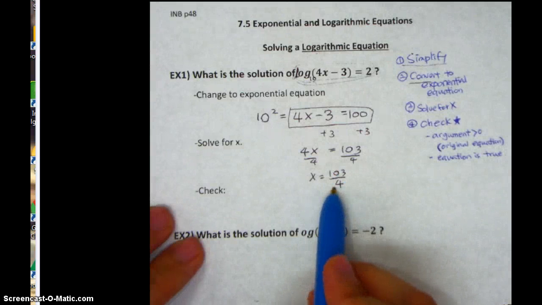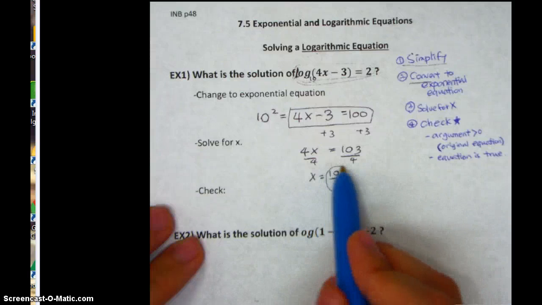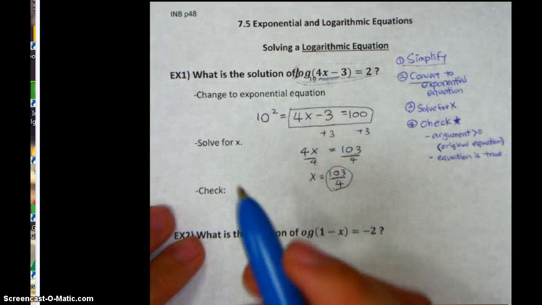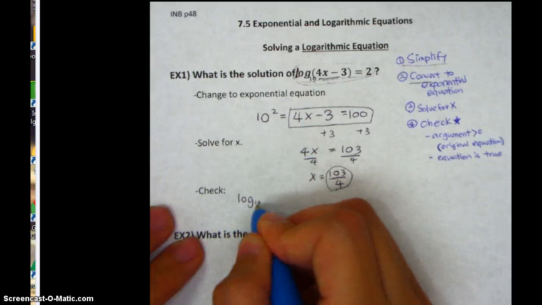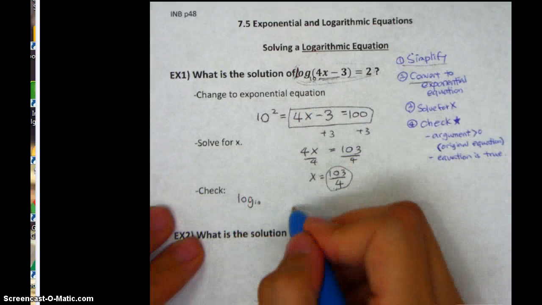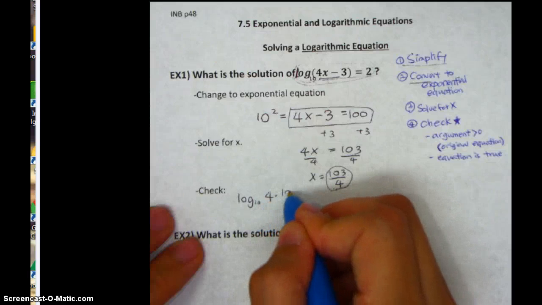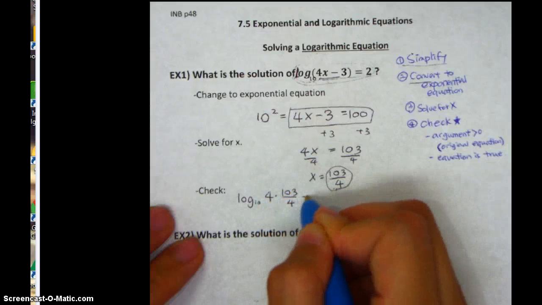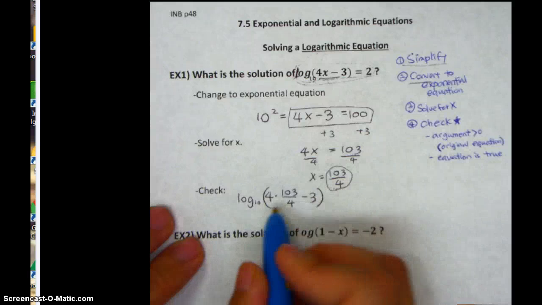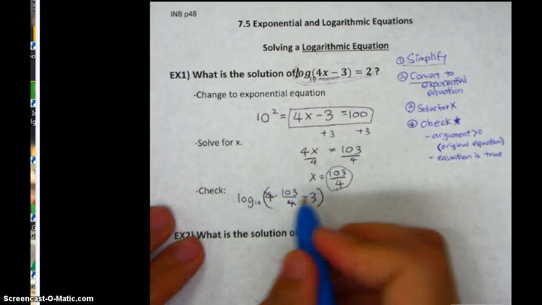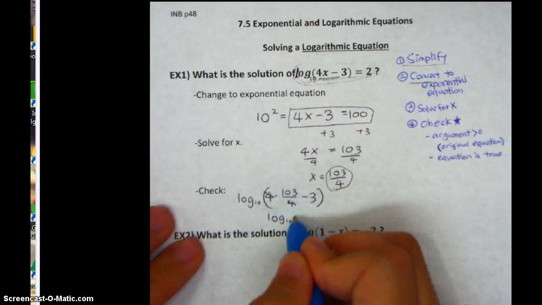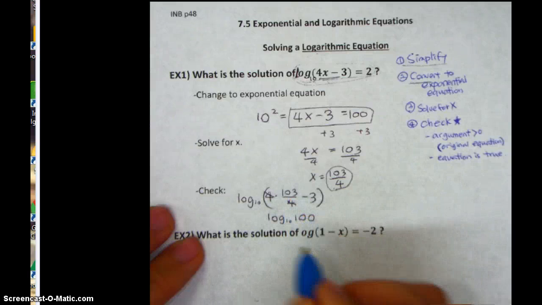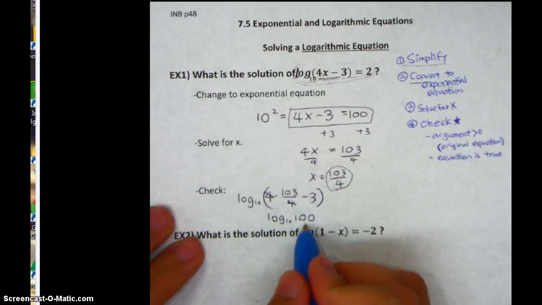We want to check the answer. So if I plug this x into our original equation, I'll get log base 10, or you don't have to write 10, of 4 times 103 over 4 minus 3. Well, the 4 and 4 cancel each other out, so I'll just have log base 10 of 103 minus 3, which is 100. Okay, 10 to what power is equal to 100?